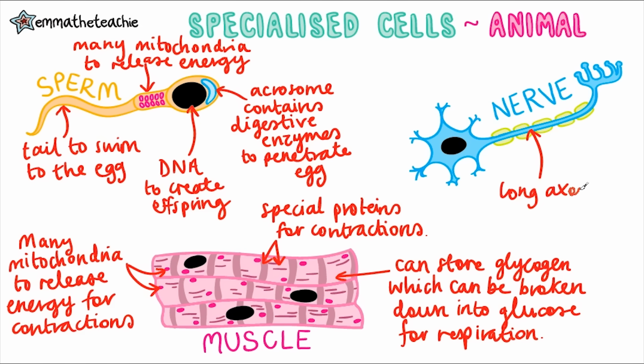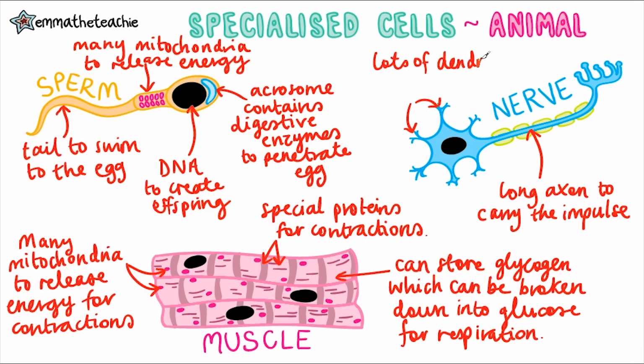Well, this is called an axon, and it's very long to allow the impulse to be carried along it. And over here, you can see we've got lots of these little spiky things, which are called dendrites. Dendrites allow the nerve cell to connect to lots of other nerve cells.